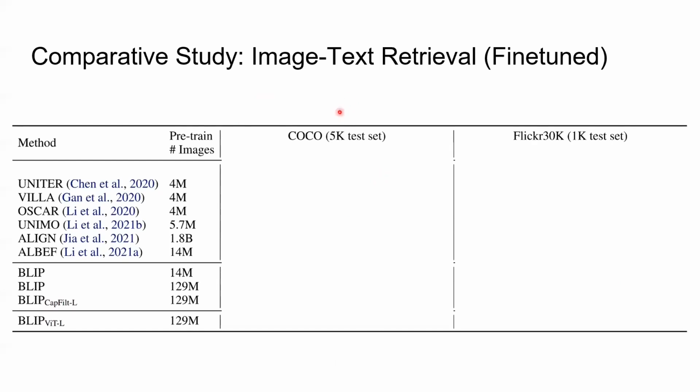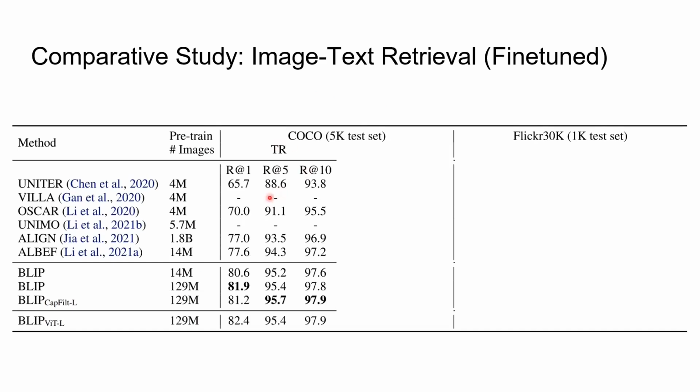So since we covered those metrics, we'll move on to some of the experiments. This is the first experiment we're going to be covering, which is image text retrieval. All of these methods have been fine-tuned. You can see here the method name, and then you can see in this column the number of pre-trained images that were used. On the COCO dataset for text retrieval, you can see that BLIP performed the best. With recall at 5 and 10, BLIP with caption filtering performed the best.